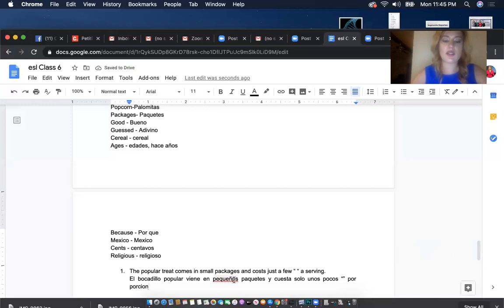Sabemos que packages was one of the words. We know that packages was one of the words that we were supposed to fill in, but they gave us the answer already. So, the popular treat comes in small packages and costs just a few a serving. So, el bocadillo popular viene en pequeños paquetes y cuesta solo unos pocos por porción.